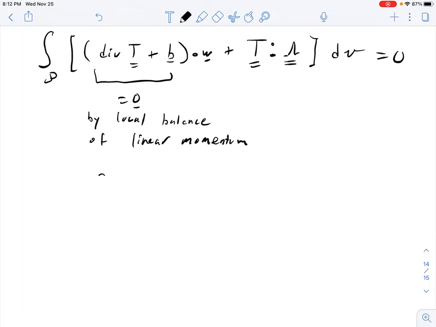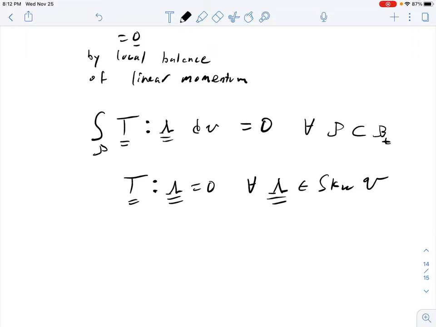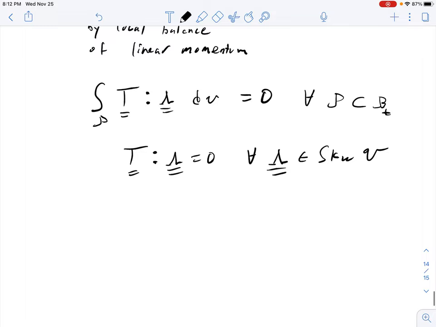All right, so then we have that the integral of T inner product lambda dV is equal to zero for all subsets P of our deformed body. So we can apply the localization theorem and T inner product lambda is equal to zero. Now this is for all lambda that are skew symmetric. So if T inner product with every skew symmetric tensor that could possibly exist is zero, then T, the Cauchy stress, has to be symmetric. T is equal to T transpose.